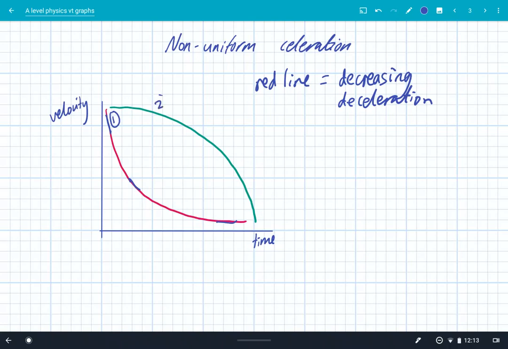Now, secondly, looking at the green line, it starts off shallow, then gets steeper and steeper. So the green is an increasing deceleration. Really important, as I keep saying, to remember that the gradient is the acceleration. If you remember that fact, all of this becomes so simple.